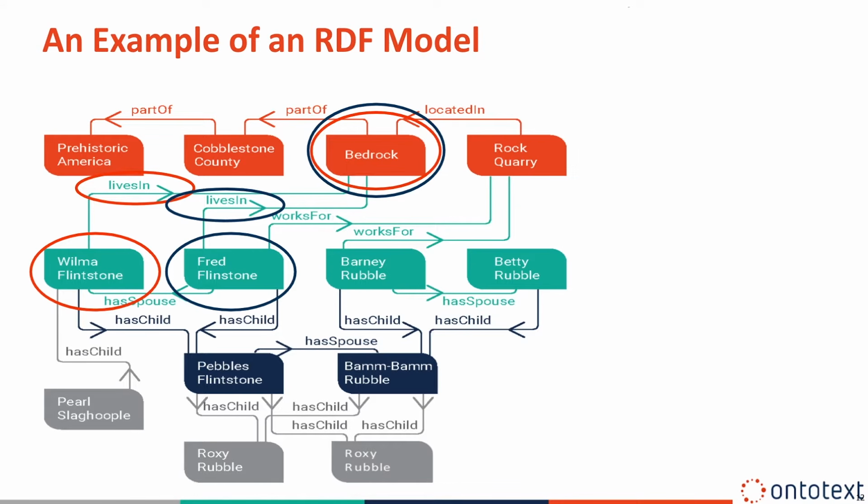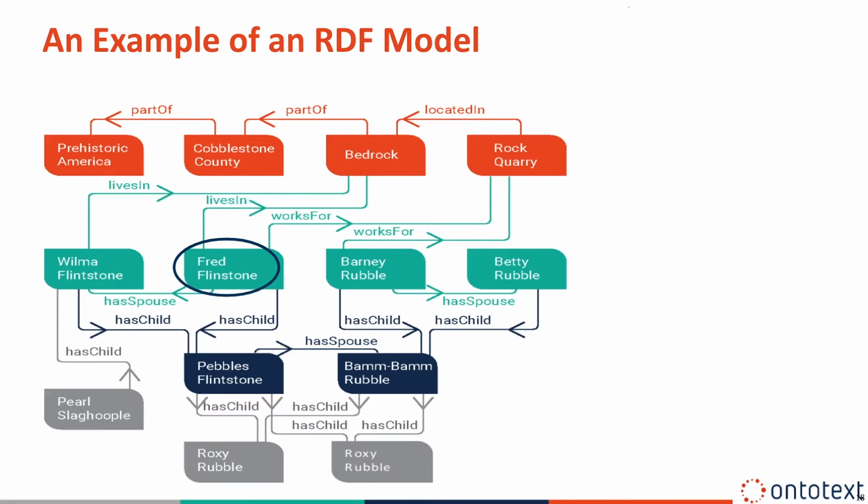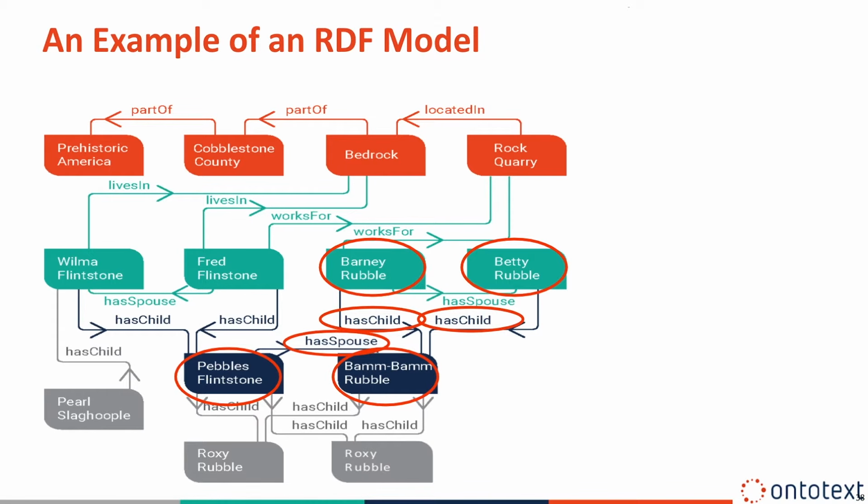So we know the Flintstones live in the town of Bedrock, which is part of Cobblestone County in prehistoric America. Fred Flintstone is married to Wilma, and they have a child, Pebbles. Fred works for the rock quarry company, and Wilma's mother is Pearl Slaghoople. Pebbles Flintstone is married to Bam Bam Rubble, who is the child of Barney and Betty Rubble. Thus, as you can see, many triples form an RDF model.